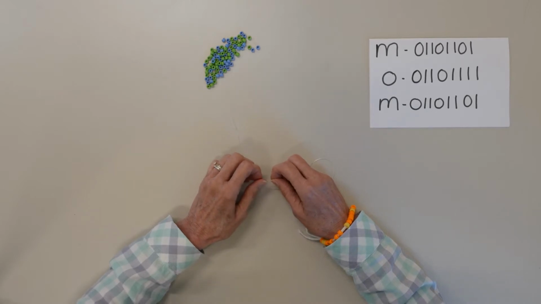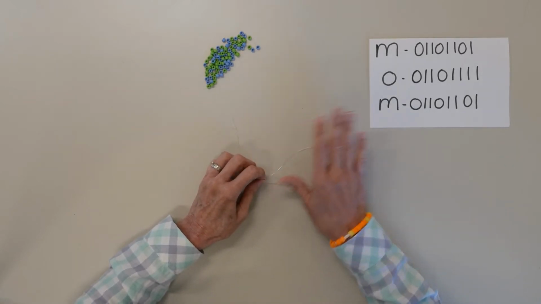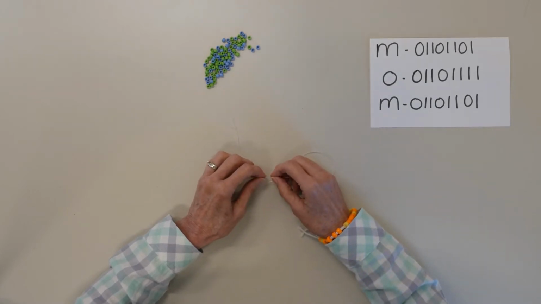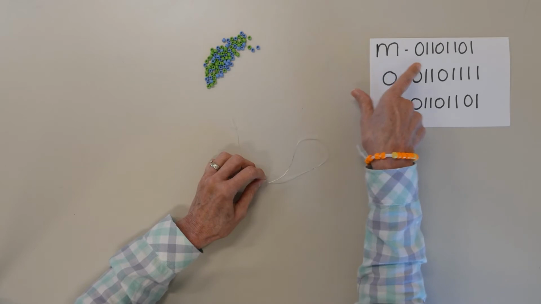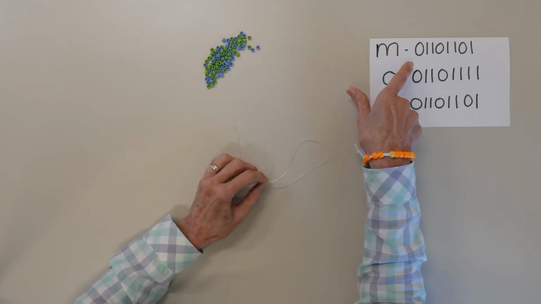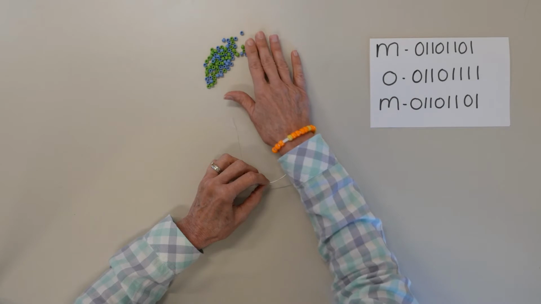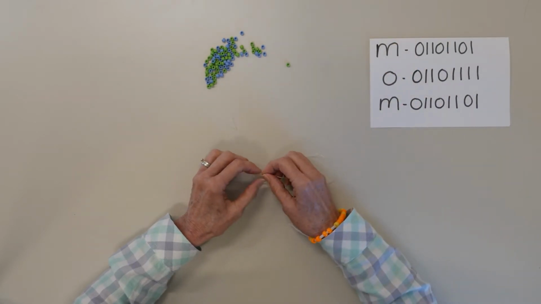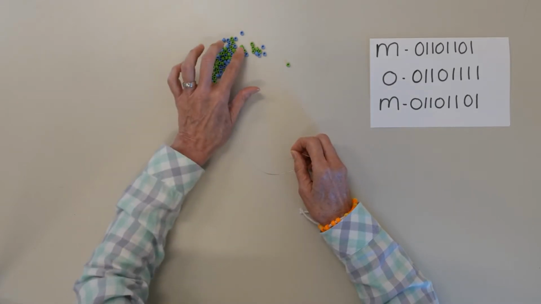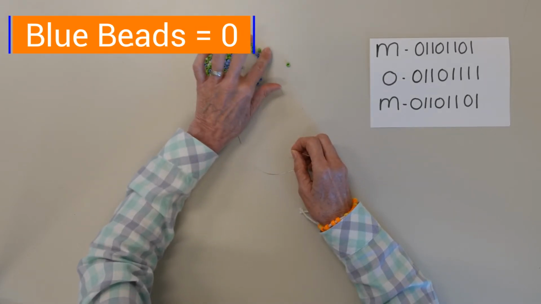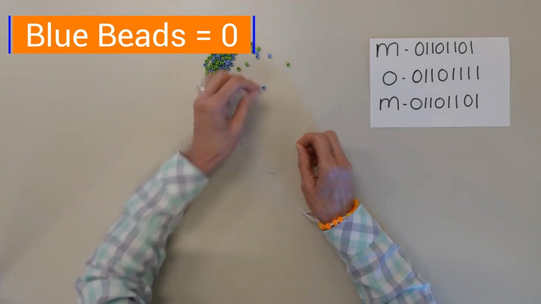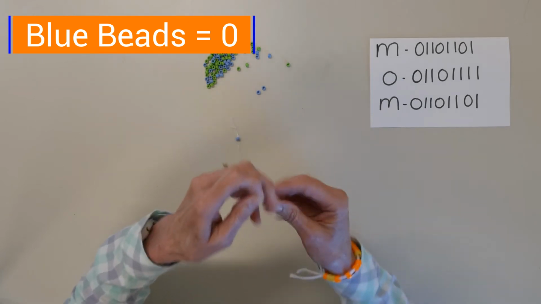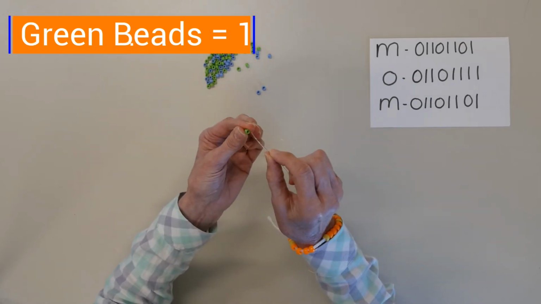Okay, so I am all set up to start my bracelet here. As you can see on my paper, I have my word written out. Mom is what I'm putting on my bracelet. Each of these numbers over here represents a bit, which represents a bead, and then the 8 bits combined make up each letter. I'm going to start because I determined that the blue beads are going to be the 0s. I'm going to start with that. So as you can see, M starts out with 1 0, and then I've got 2 1s, which are the green beads here.